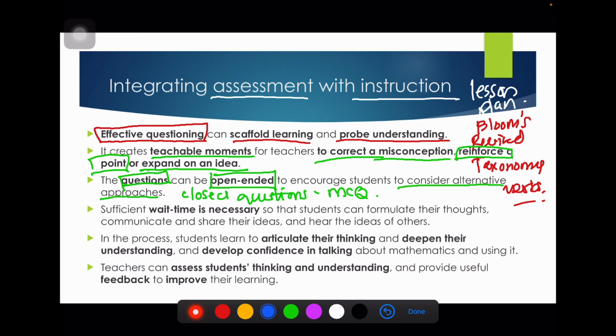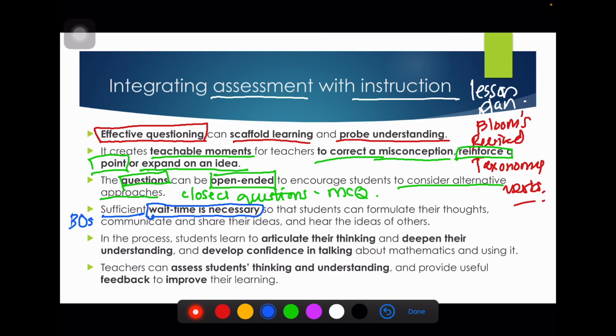Now this is important. Wait time is necessary. Sufficient wait time is normally 30 seconds. When you ask your students a question, you need to wait 30 seconds before asking any of them to answer the question. So you need to count 30 seconds slowly, not aloud.